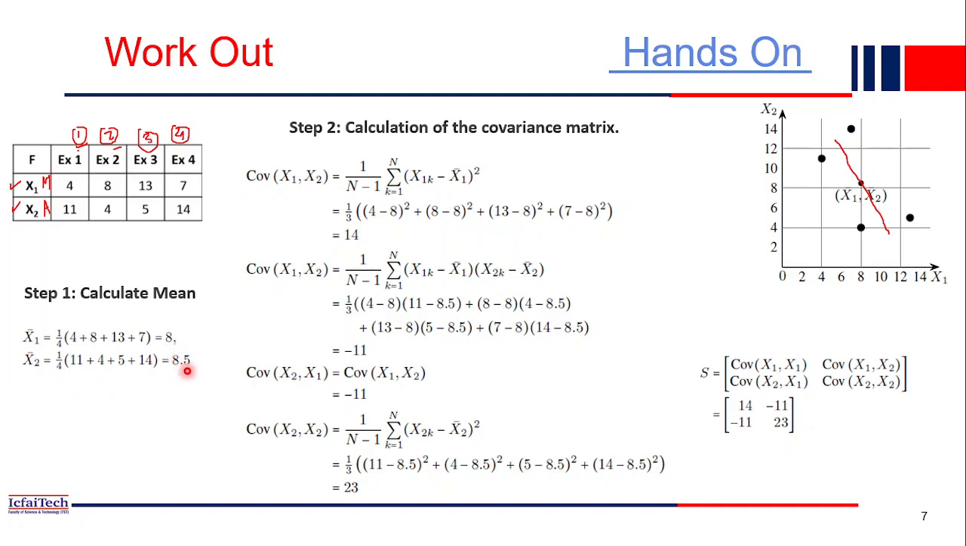So 8 and 8.5 are the average number of mangoes and the average number of apples present in the class. Here you can plot the point (8, 8.5). This middle point, x1 bar and x2 bar, is nothing but the average mango and apple count present in the data set.